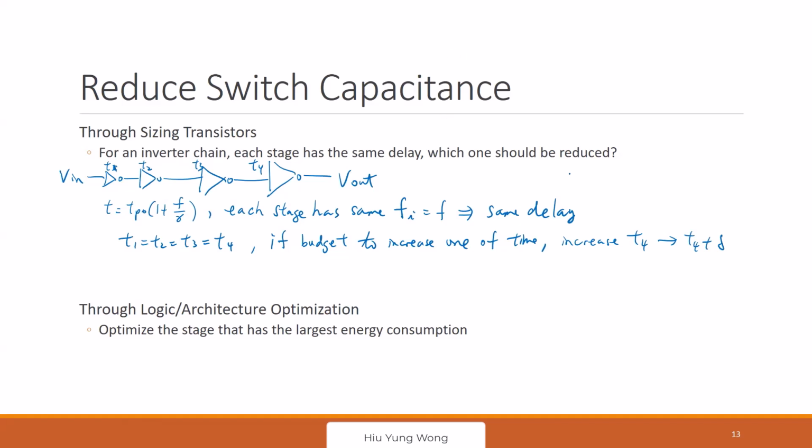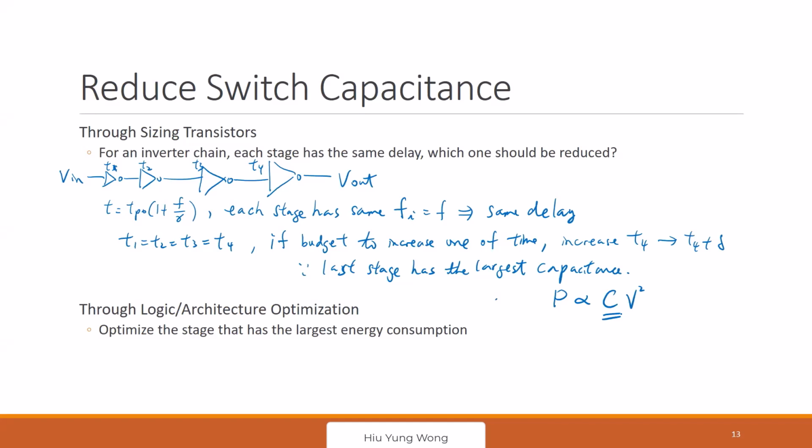Okay, that is because the last stage has the largest capacitance, right? And we know that power consumption is proportional to CV squared. If I can reduce the delay of the last stage, then it will reduce the total consumption a lot, because the last stage has the largest capacitance. Make sense?